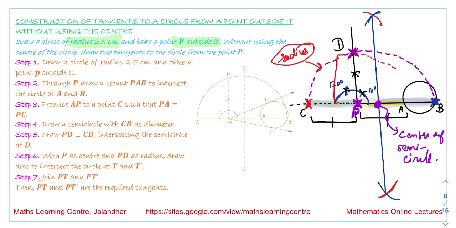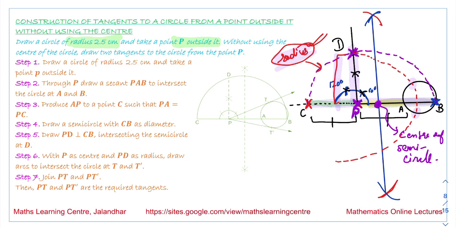We have to draw a circle over here. You can say circle, or you can say it is an arc, or a semicircle, or you can just say that we have to use this radius. We are talking about this radius PD. Using this radius we have to mark 2 points on the circle.